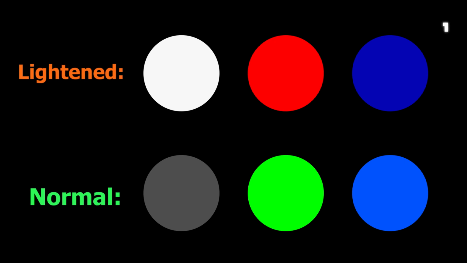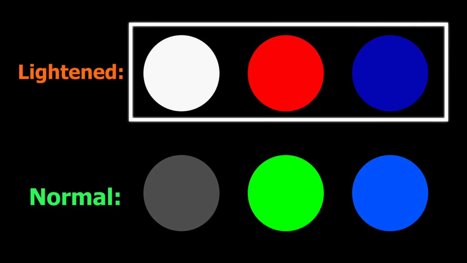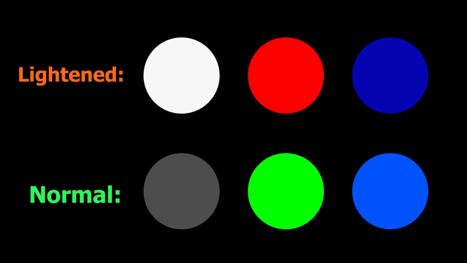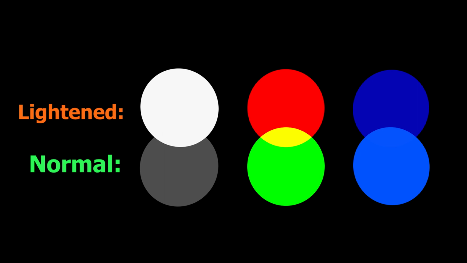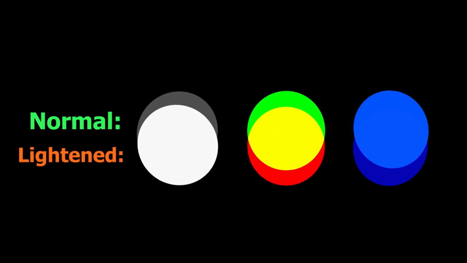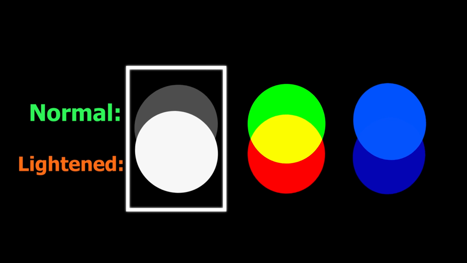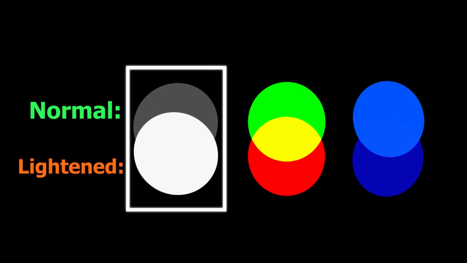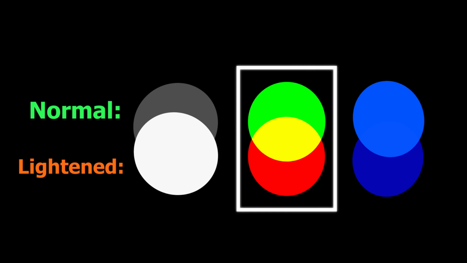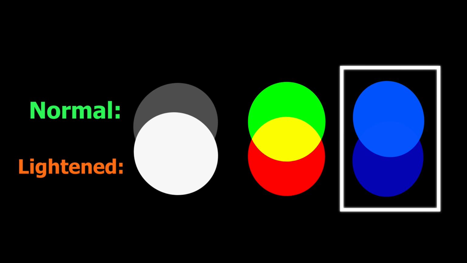For example, in this picture, we add a Lighten blending mode to the white, red, and a dark blue ball. Let's see what will happen if we overlap them with the balls below. We'll notice the overlapped parts of the white and the gray appear white, because the white is brighter. The luminosity of the red and green balls is the same, so the overlapped part appears yellow, mixing the red and the green together. The overlapped parts of the dark blue and the sky blue appear the brighter sky blue.